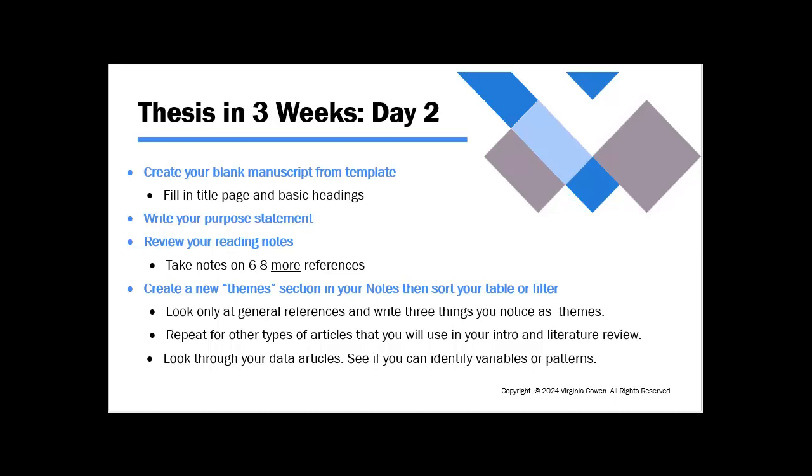Once you're finished with your 6 to 8 references that you have in your table, go back through, look at the table, and start to look for themes. You can just write themes at the back of your notes and write 3 things that you see from general references, 3 things that you see maybe from surveys or epidemiological research, and 3 things that you see from your data articles. We're looking for variables, we're looking for patterns in the data articles, but you just want to comb through the materials that you have and see what you've learned so far.